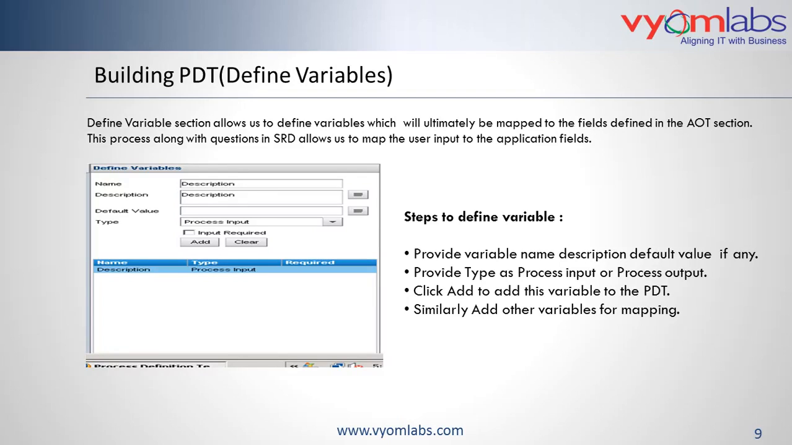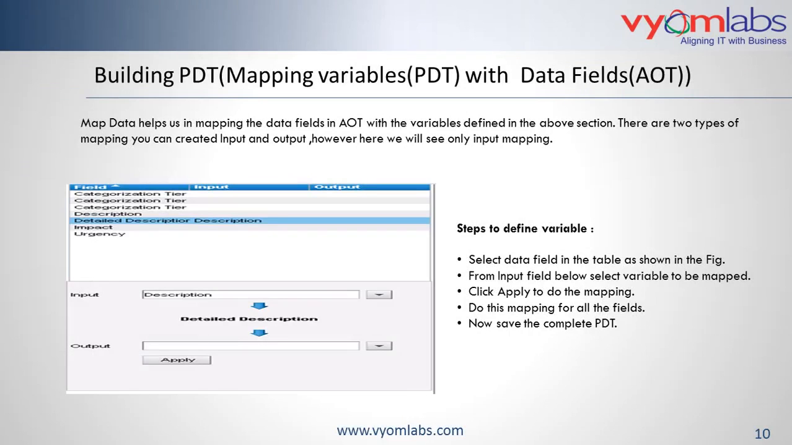We will provide variable name, description, default value if any, then provide type. We have to provide the type of this variable. It can be either process input or process output. In our case it is a process input, so we will select process input. Then we click to add this variable to the PDT. Similarly we will add all the other variables. You can see those variables are visible in the table below. The moment you add it, it gets added to the table. So we'll move on to the next section.